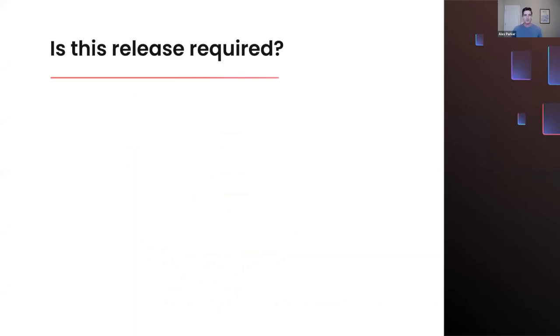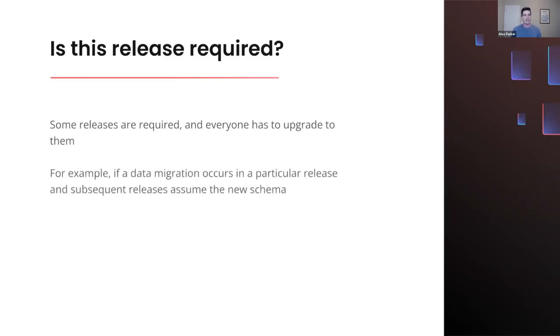And then finally, is this release required? So sometimes there's a release that everybody has to upgrade to. For example, if there's a migration that occurs in a particular release, and then every subsequent release is going to assume that new schema in your database, so everyone's got to go through this to perform that migration.